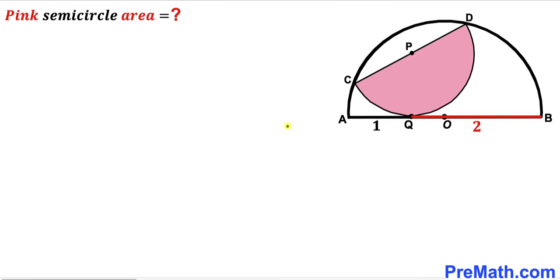Please keep in mind that this figure may not be 100% true to the scale. Let's go ahead and get started. And here's our very first step. Let's focus on this pink shaded semicircle. We can see its diameter is CD and P is the center.